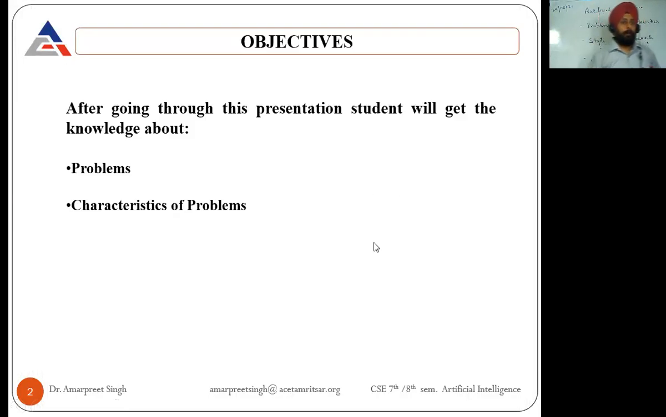So the objective: after going through this definition of the problem, the first topic, after going through the first part of the presentation, you will come to know what a problem is and what the characteristics of the problem are. So just start.